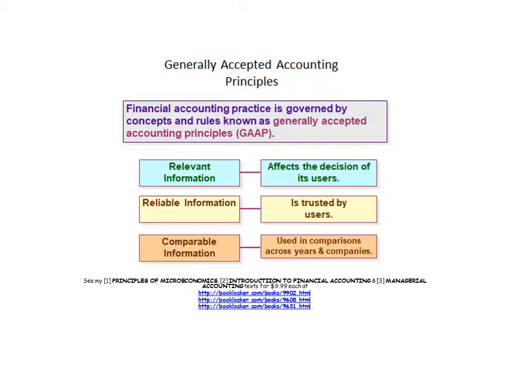Relevant. It has to be relevant, or it won't assist a user of the financials in their decision-making process. It has to be reliable. It has to be trustworthy and trusted. And it has to be comparable. If I use one method of accounting last year, I need to use a comparable or the same method this year. And as your introductory course progresses, you'll find out there are alternative methods that are generally accepted.